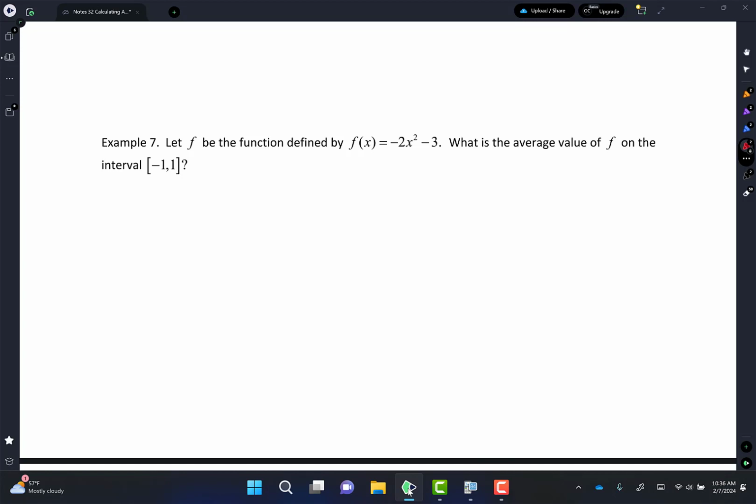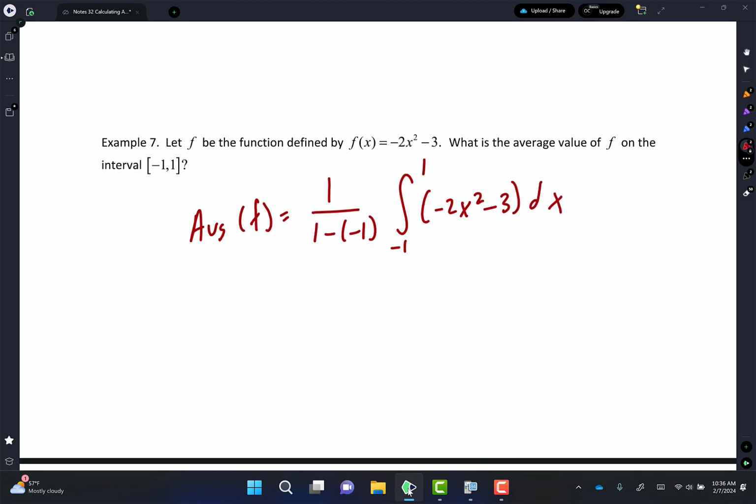So they want the average value between negative 1 and 1. So here we go. Average of f, I'm going to write the formula again, equals 1 over 1 minus negative 1, integral from negative 1 to 1 of f of x, which is negative 2x squared minus 3 dx. By the way, when you're writing these, you don't have to necessarily put a parenthesis on your f of x. Some textbooks will not put parentheses. It's understood that the dx is the end.